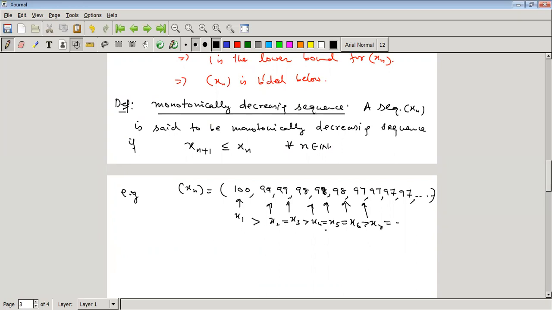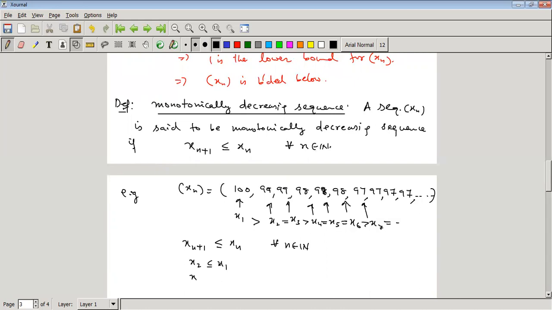So if we write it this way, x(n+1) is less than or equal to xn for every n in N. If we put n equal to 1, then x2 is less than or equal to x1, and x3 is less than or equal to x2.